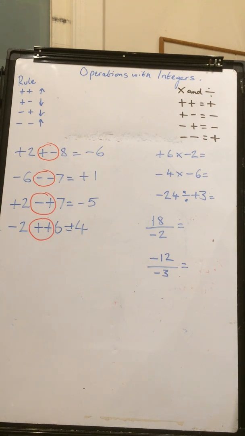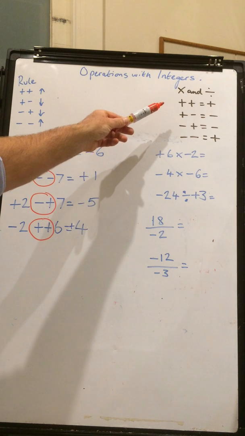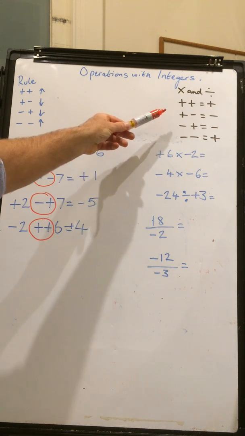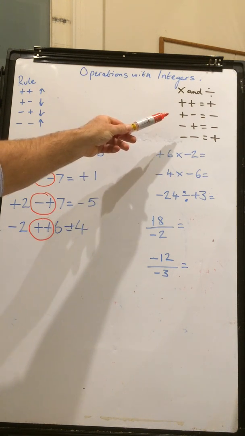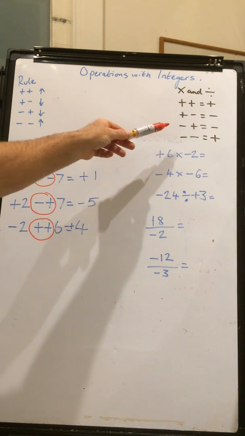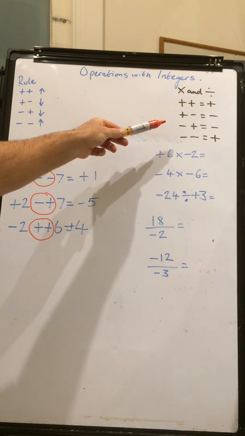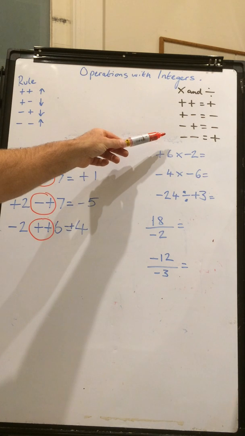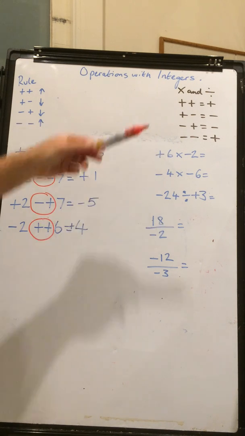Okay, so likewise, when we multiply and divide, you can see that we've got a different set of rules. Two positives multiply to make a positive, and a negative and a positive multiply or divide to make a negative, and a negative and a negative multiply and divide to make a positive.